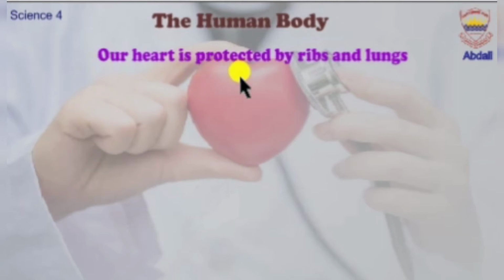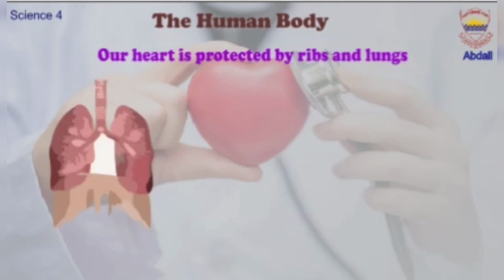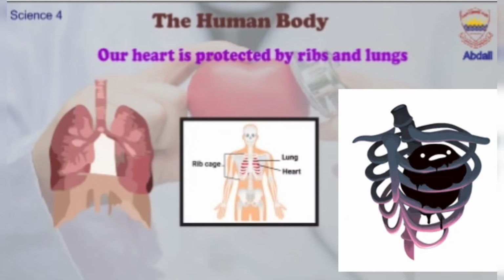Our heart is protected by ribs and lungs. As you can see, our heart is located at the left upper side of the human body. The heart is hidden between two lungs.